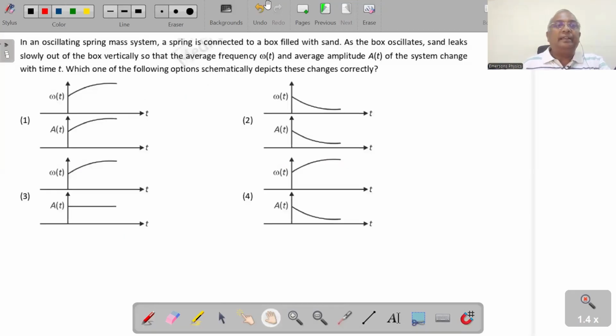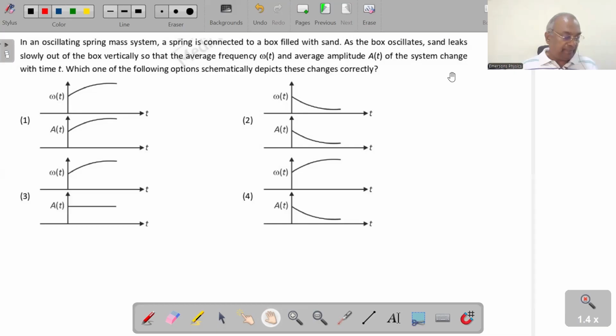In the oscillating spring mass M system, a spring is connected to a box filled with sand. The box oscillates, the sand leaks out slowly out of the box vertically so that the average frequency and the amplitude of the system change with time. Which of the following options schematically indicates these changes correctly?